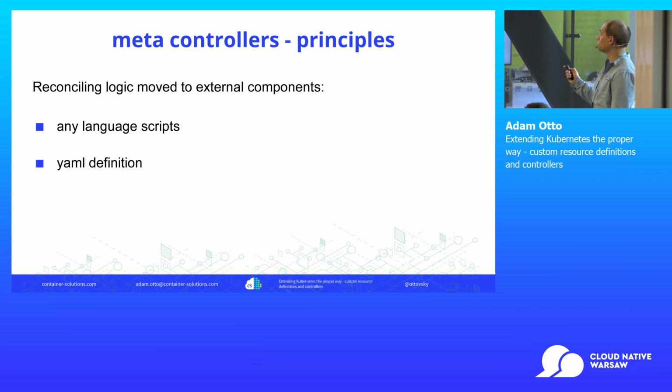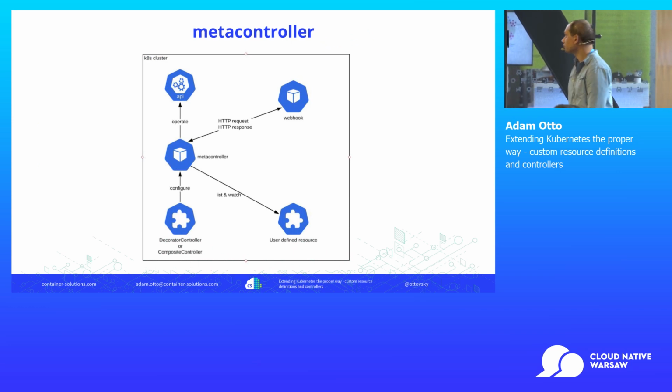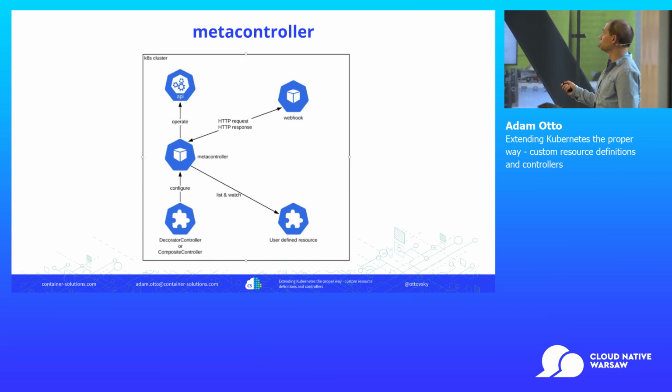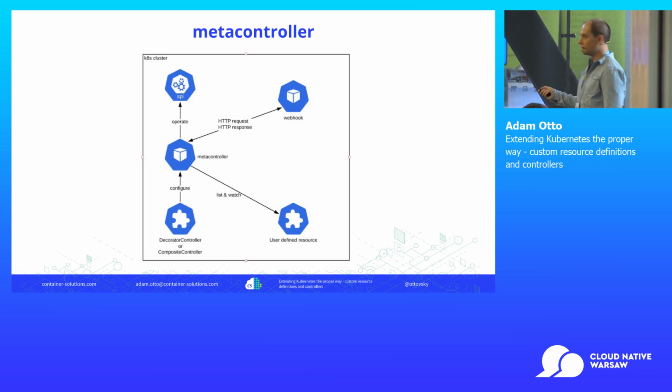So there are two controllers which are following this pattern. We have a metacontroller from Google. Let me explain how it works; it's very similar for the next one as well. First, we have a metacontroller running in our cluster. We are configuring this through the decorator or composite controller resource.